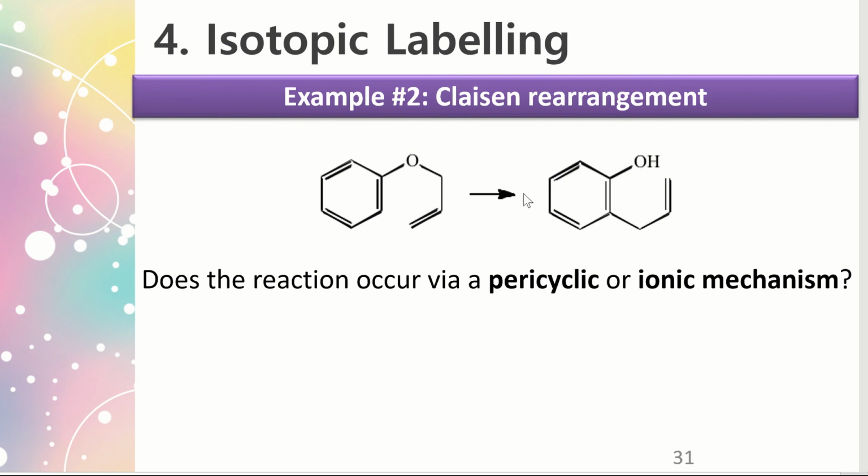Okay, all right, so what we're seeing here is that this bond is broken, right? And that should be clear that this bond is broken and this bond is formed, right? So the question is, does the reaction occur via a pericyclic or ionic mechanism? And you might be thinking to yourself, okay, ionic sounds familiar, but what is pericyclic?